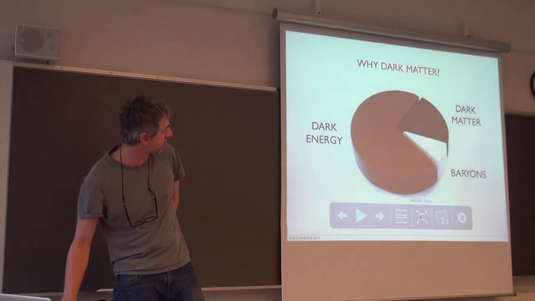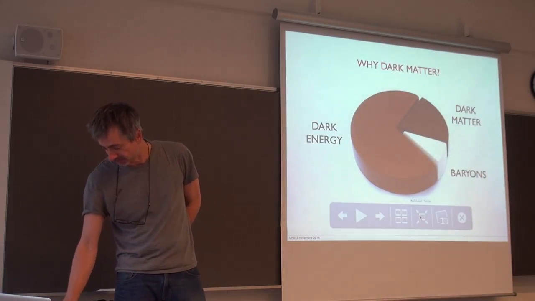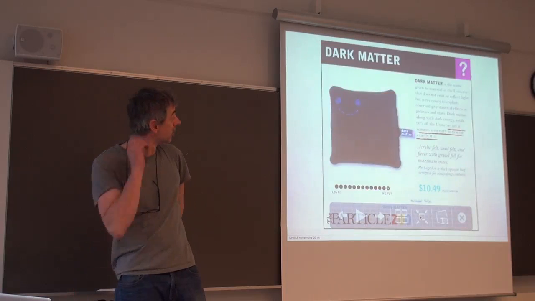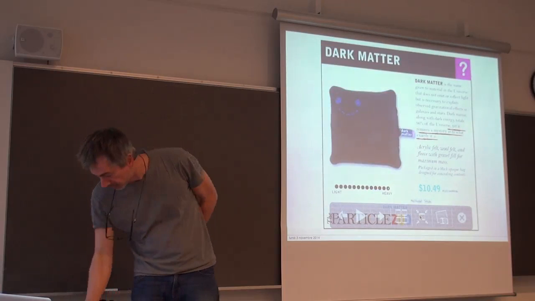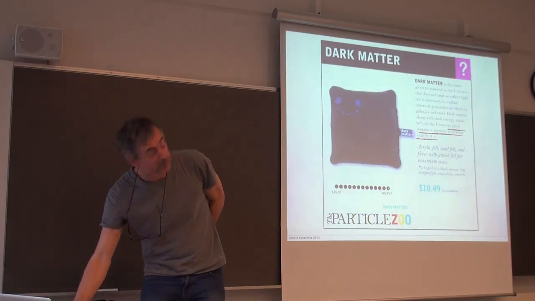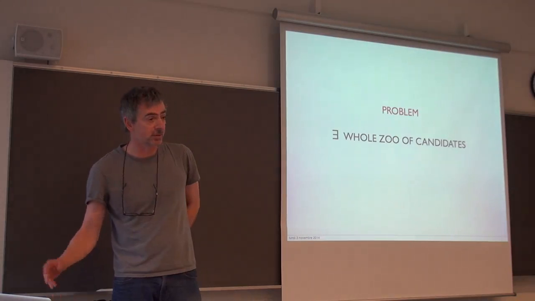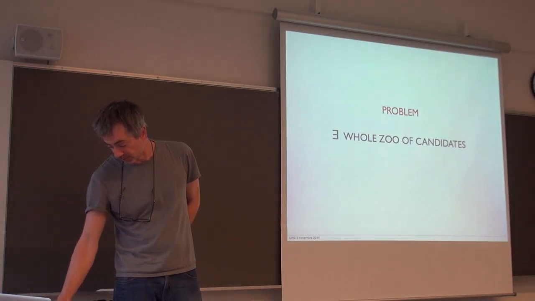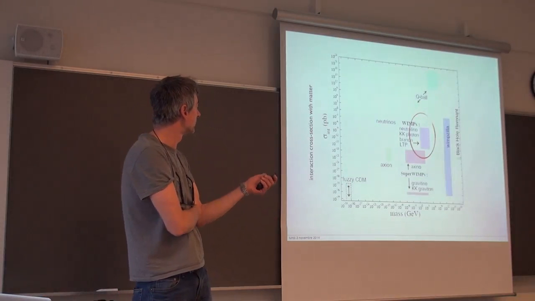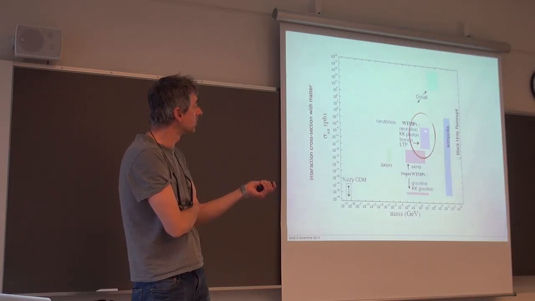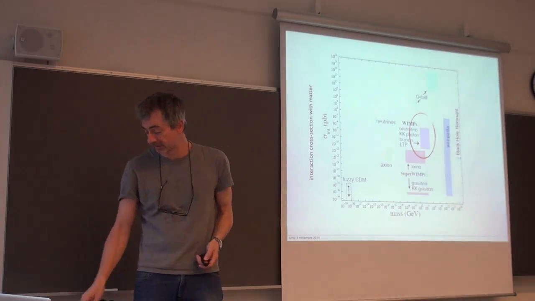So I guess I don't have to insist very much on the fact that there is dark matter in the universe. And yet we don't know exactly what it is made of, although some people have an opinion about that. The problem, of course, is that there is a whole zoo of possible dark matter candidates, and I guess you are familiar with this picture. In my talk, I'm going to focus on so-called WIMPs, that is weakly interacting massive particles.